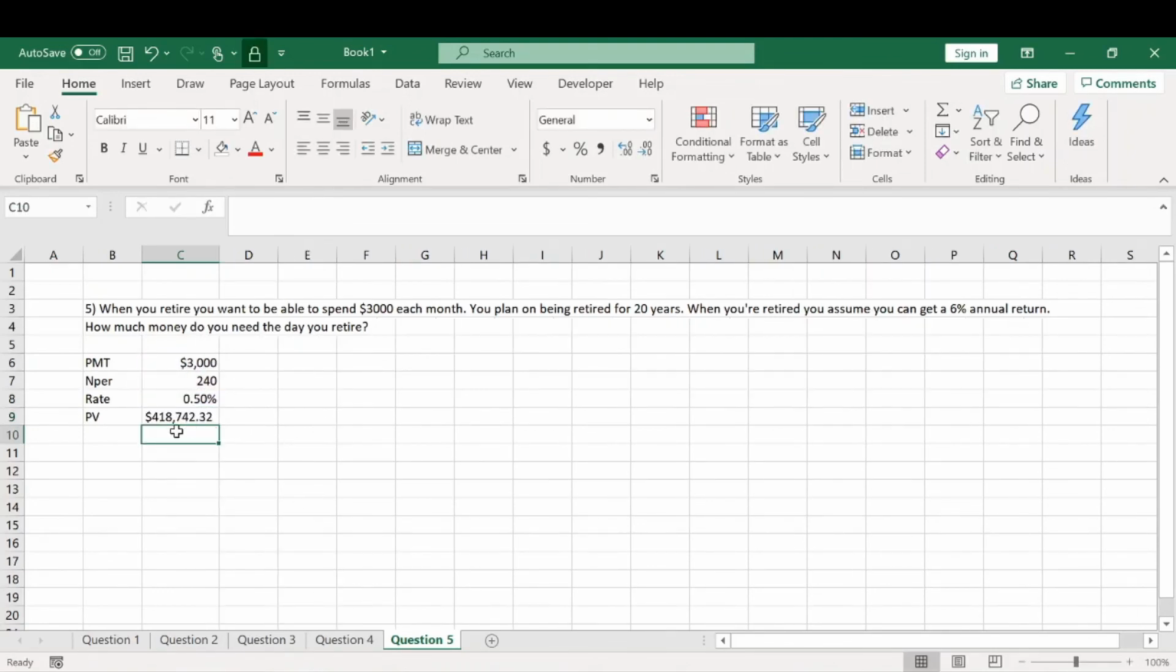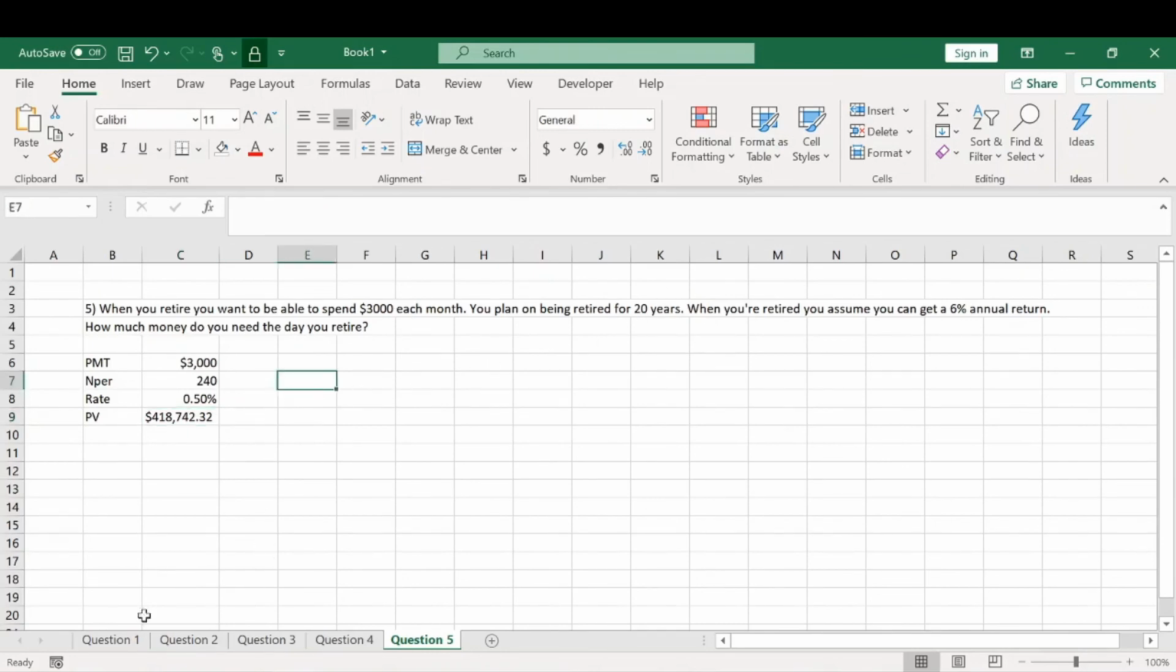So $418,742 is the amount we need to have in the bank when we retire, if we're getting 6% off of it once we're retired, and we want to spend $3,000 each month till we die in 20 years.